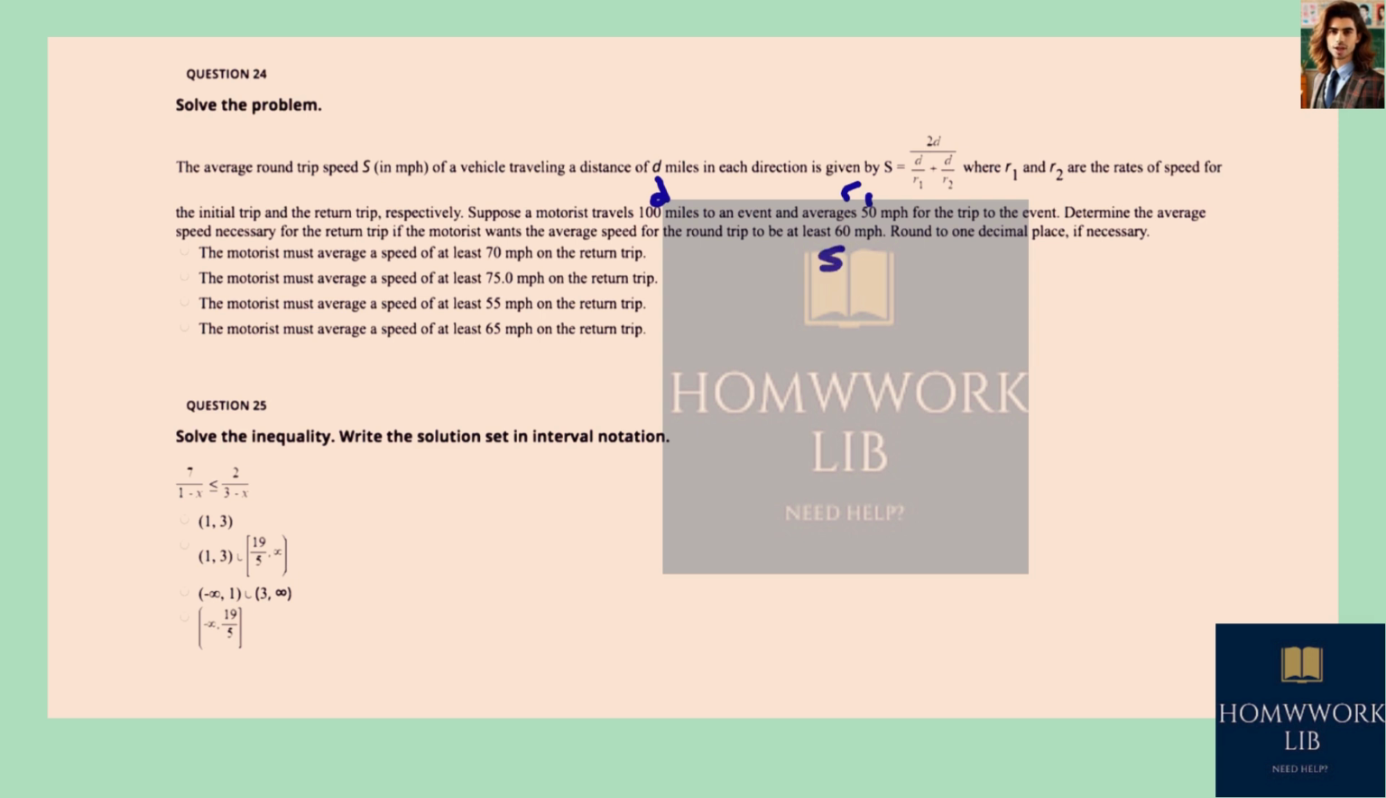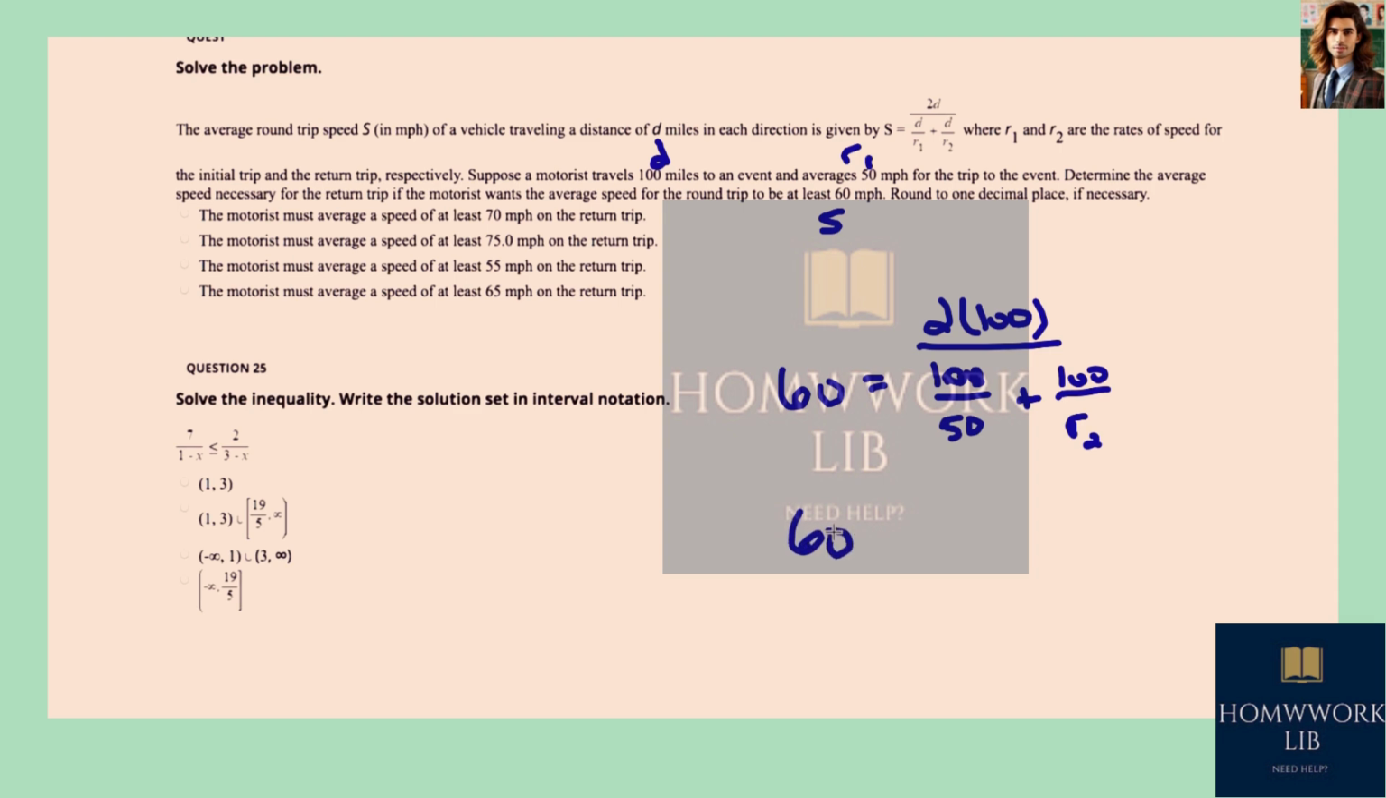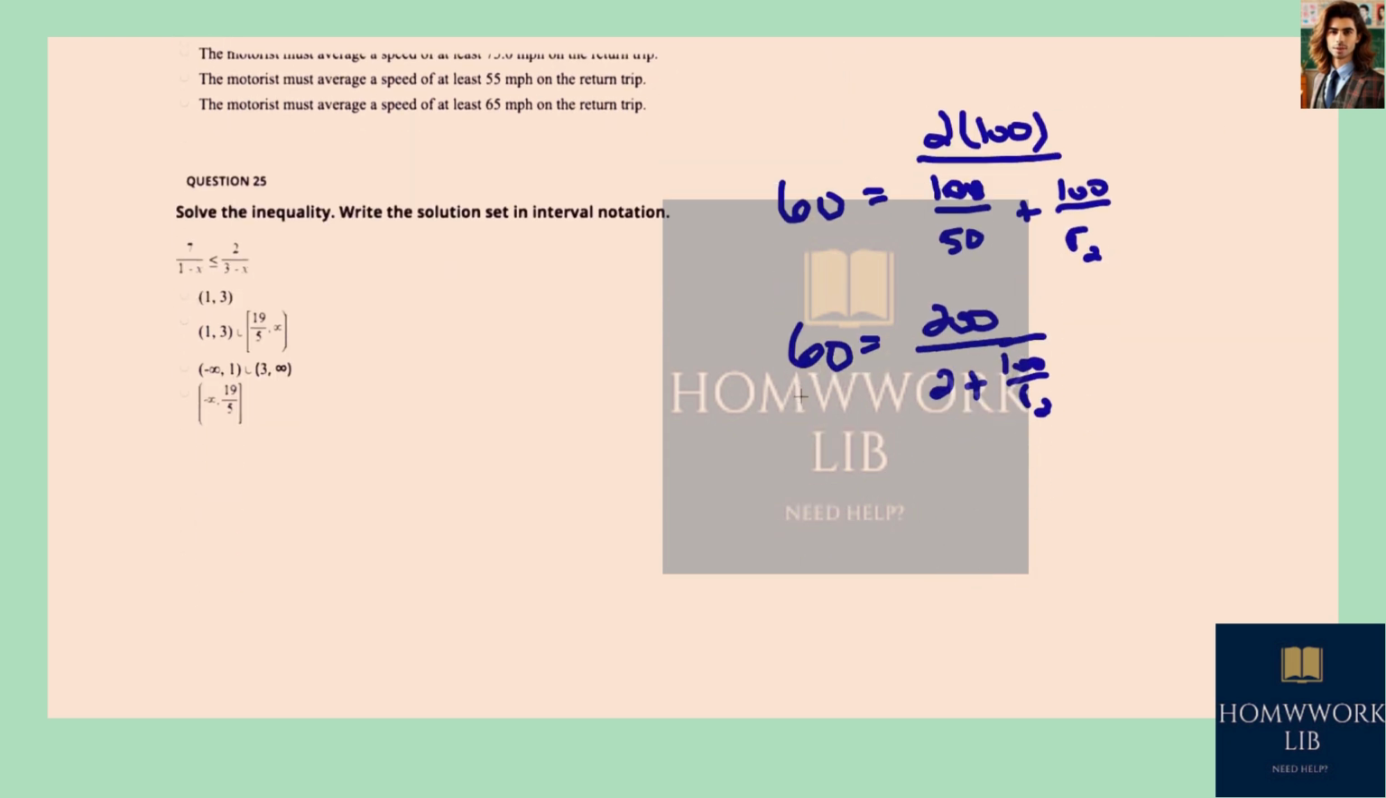would be S. So we've got 60 equals 2 times D, which is 100, over 100 over the speed there, which is 50 miles per hour, and 100 over, we're solving for r2. So 60 equals 200 over 100 over 50 is 2. What we could do now is treat this as a quantity and multiply it to the other side of the equation. So we've got 60 times 2 plus 100 over r sub 2 equals 200.